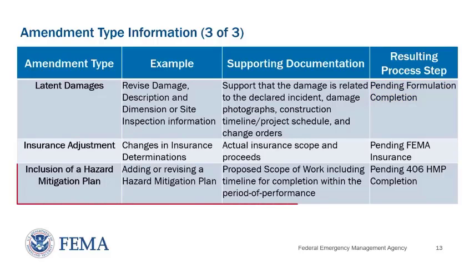And the final example here, adding or revising a hazard mitigation plan. The amendment type you would select is inclusion of a hazard mitigation plan. The supporting documentation needing to be uploaded would be a proposed scope of work, including timeline for completion within the period of performance. And the resulting process step, pending 406 hazard mitigation completion.